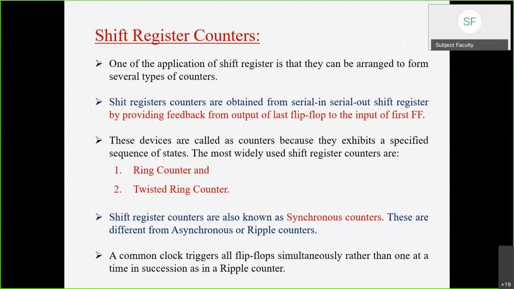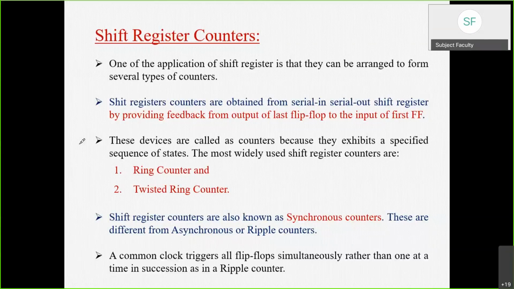If you remember the circuit diagram or logic diagram of serial in, serial out shift register, we have seen the output of the first flip-flop is given as the input of the second. Then the output of the second flip-flop is given as the input to the third. Output of the third is given as the input to the fourth. Finally we are collecting our output from the output of the fourth flip-flop, whereas our input is nothing but the input to the first flip-flop. So this was our serial in, serial out shift register.